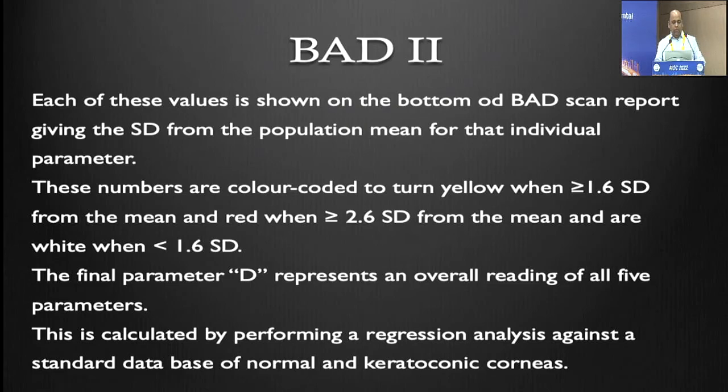So each of these values is shown at the bottom of the Belin-Ambrosio display scan report, giving the standard deviation from the normal population mean for that individual parameter. These numbers are color coded to turn yellow when it is more than 1.6 standard deviations, red when it's more than 2.6 from the mean, and white when it is less than 1.6. So these values are important, and we should remember these values.